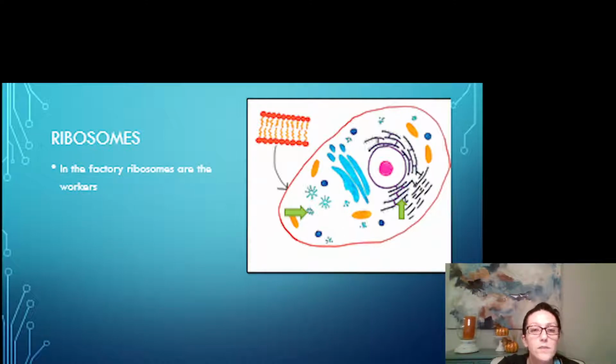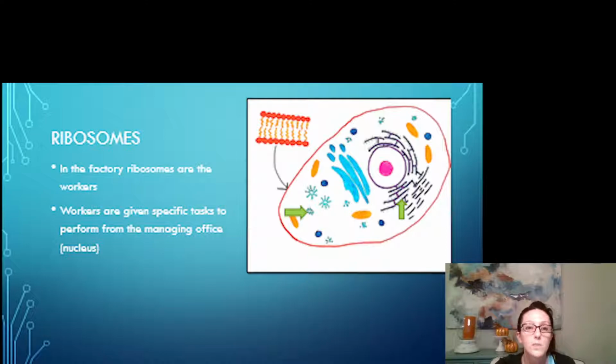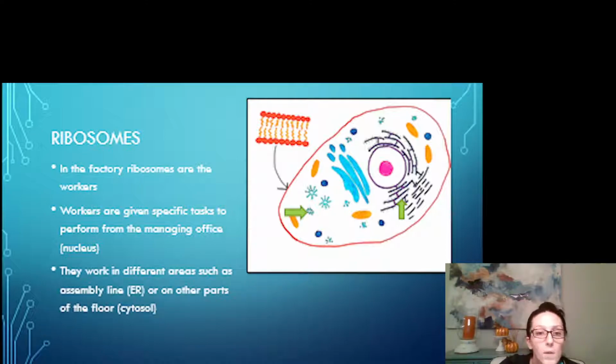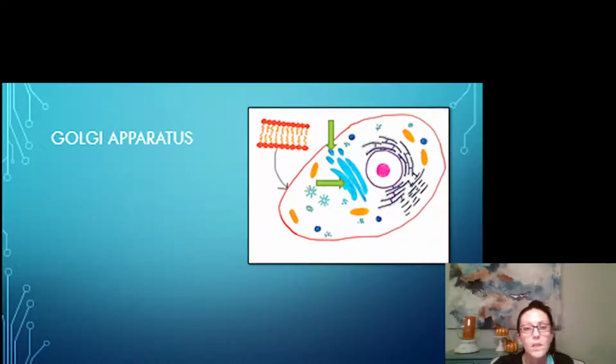In the factory, ribosomes are the workers. The workers are given specific tasks to perform from the managing office, the nucleus. They work in different areas such as the assembly line or the endoplasmic reticulum or other parts of the floor, the cytosol. Up next, we have the Golgi apparatus.